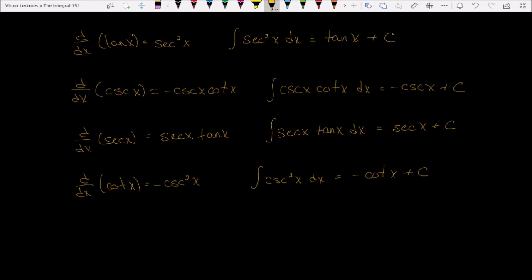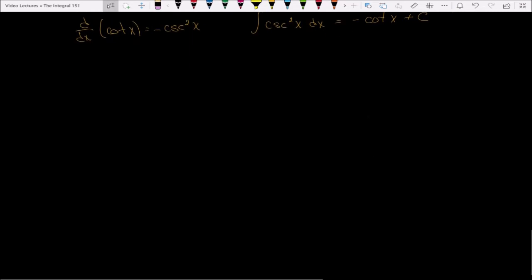Finding antiderivatives of secant, tangent, cosecant, and cotangent requires a little bit more study. While we could theoretically do it in a Calc 1 course, these are not typically studied until Calculus 2. We have three more to look at.